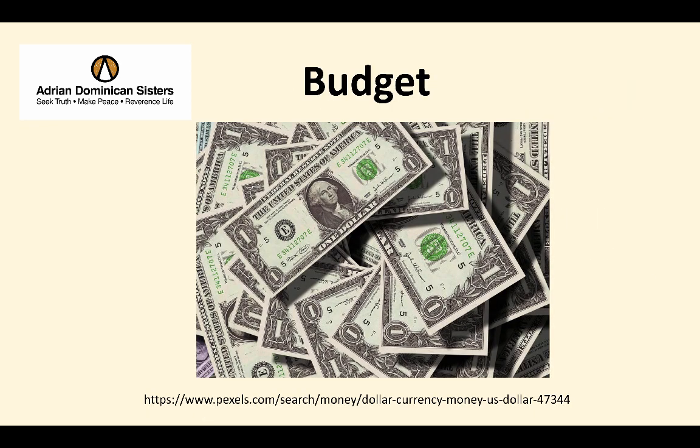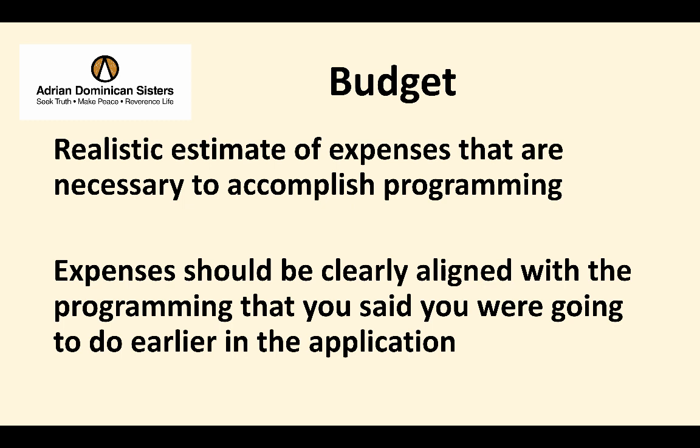So, I have a purpose, I have SMART goals, I have the programming necessary to successfully achieve it. All I need to do is figure out what all this is going to cost and match everything that I'm doing to that budget. So let's take a look at this. A budget is a realistic estimate of expenses that are necessary to accomplish programming. Expenses should be clearly aligned with the programming that you said you were going to do earlier in the application. So let's look at my programming.